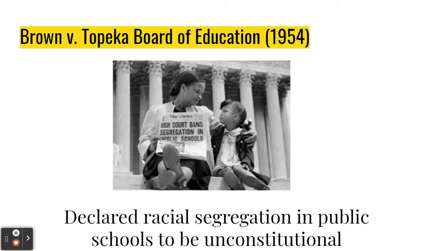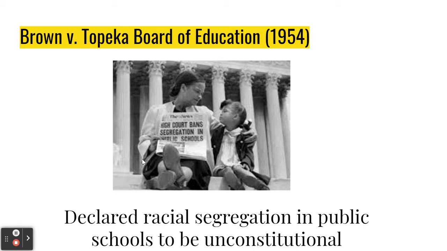This case involves a student, Linda Brown, who was denied the ability to attend her neighborhood elementary school because it was all white, and having to travel a more significant distance to a school that was designated for her that had considerably inferior resources. So they filed a suit alleging that their constitutional rights were being violated, specifically their 14th Amendment right to equal protection under the law. The Supreme Court rules in favor of Linda Brown and her family, and essentially this dismantles legalized segregation.